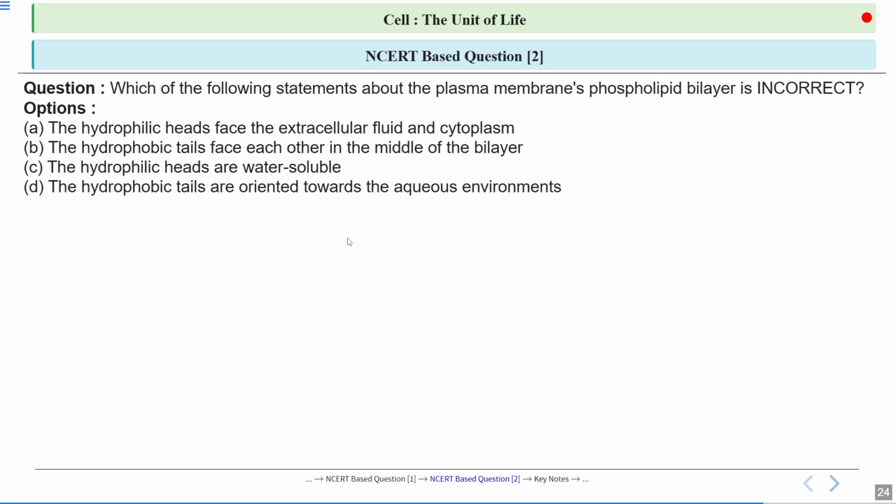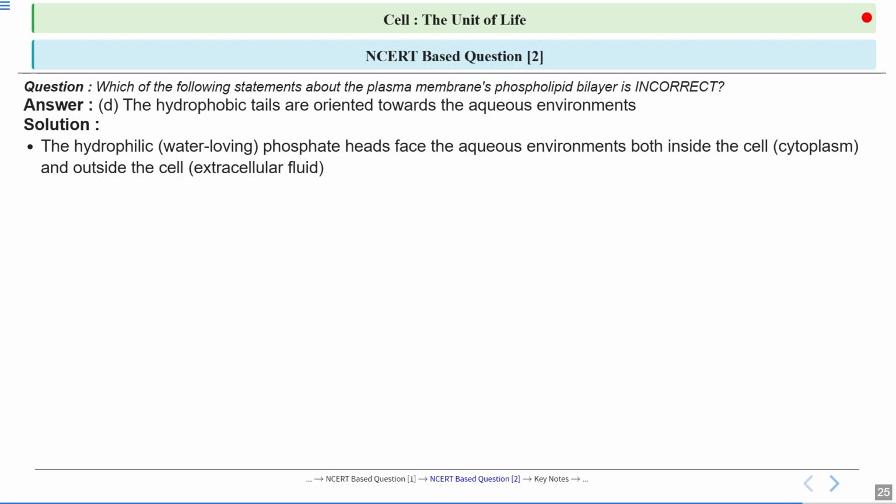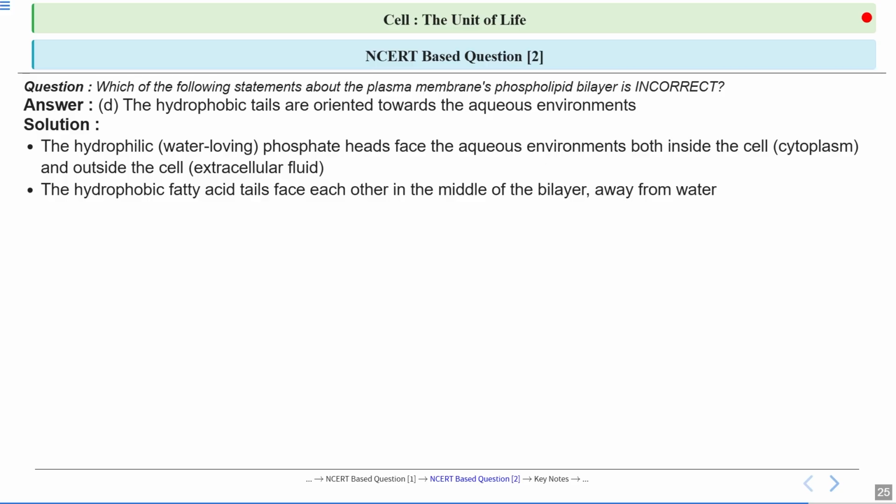So here they are talking about the head and the tail of the phospholipid. Which is hydrophilic, which is hydrophobic? Let's have a look at the answer. The correct answer is option number D. The hydrophobic tails are oriented towards the aqueous environment. Hydrophilic means water loving. So the hydrophilic heads face the aqueous environment, both inside the cell, which is cytoplasm, and outside the cell, which is extracellular fluid. Clear?